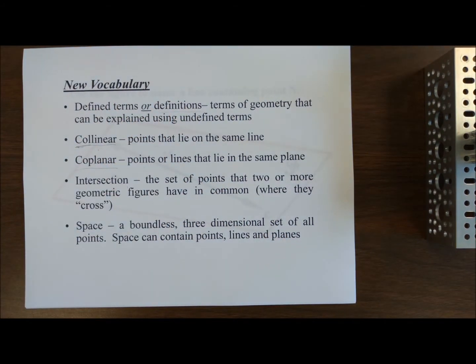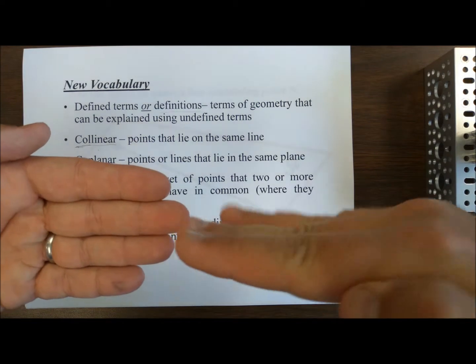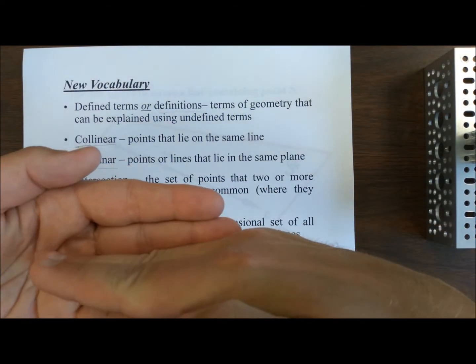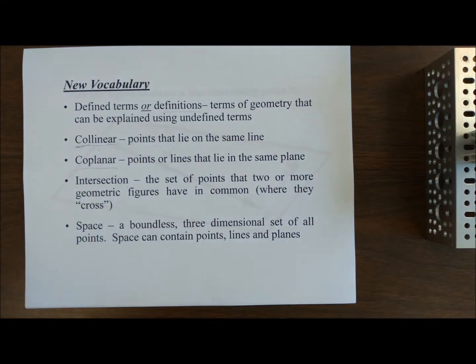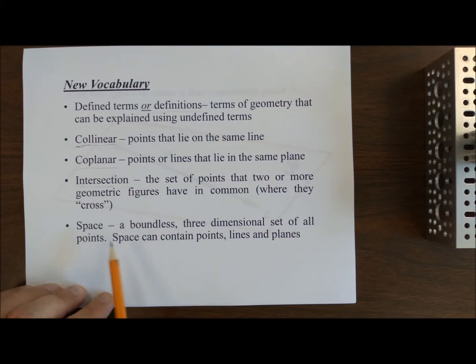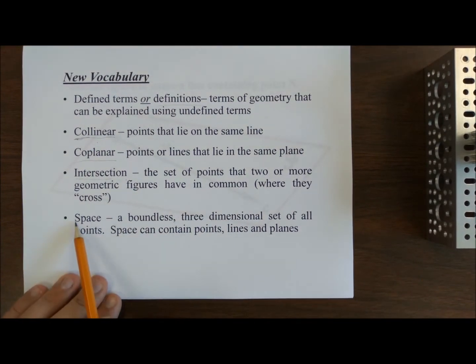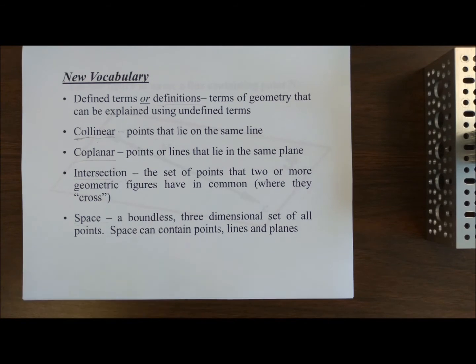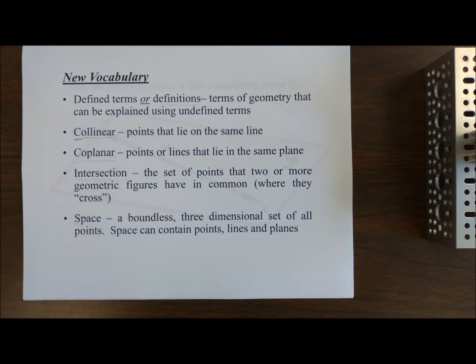Now, if two planes cross, what do you get? Let's pretend this hand is a plane and this hand is a plane. And where they intersect, they form a line. So we're going to use that term intersection when we're talking about lines and planes. And then generally we're going to be working in space, which is a boundless three-dimensional set of all of our points, where we can work with points, lines, and planes.